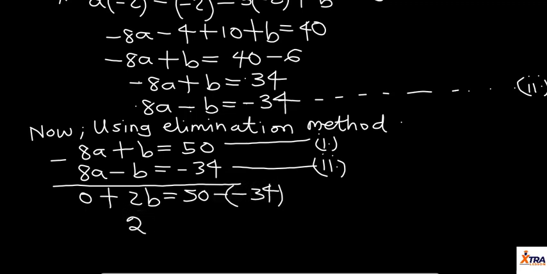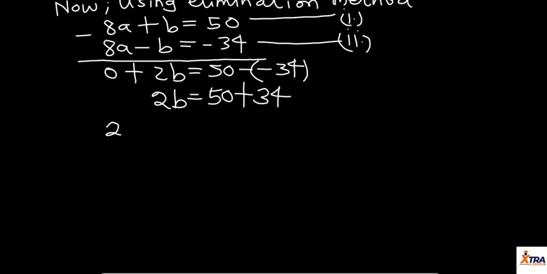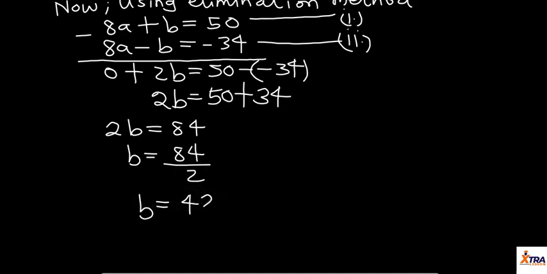Then that gives me 2b equals 50 plus 34. Then my 2b here will now be 84. It means my b here will definitely be 84 divided by 2, where my b will be 42. So I've gotten my b to be 42. I can as well get my a.